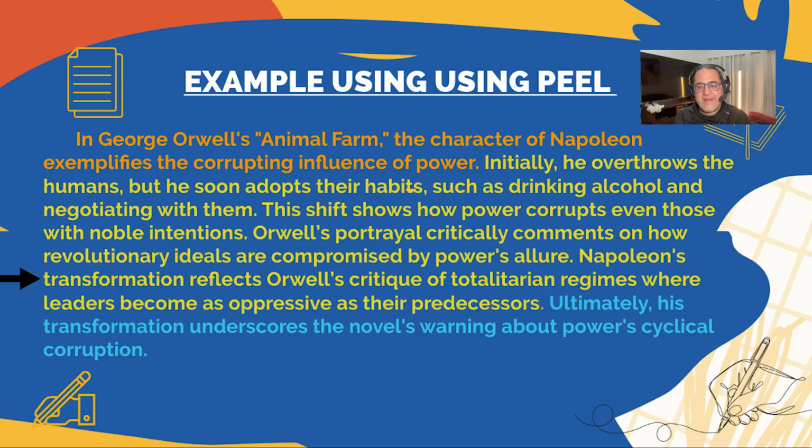Let's continue. Napoleon's transformation reflects Orwell's critique of totalitarian regimes where leaders become as oppressive as their predecessors. As you can see, in these last supporting sentences, we are starting to summarize and to take the reader to the concluding statement, which is right here in blue. Ultimately, his transformation underscores the novel's warning about power's cyclical corruption.